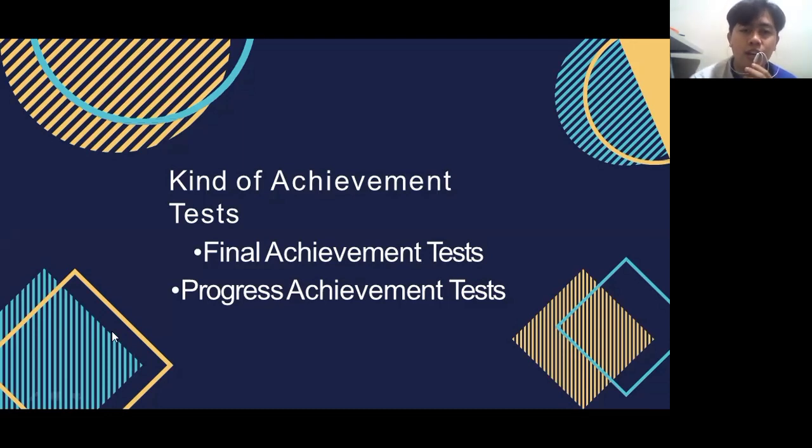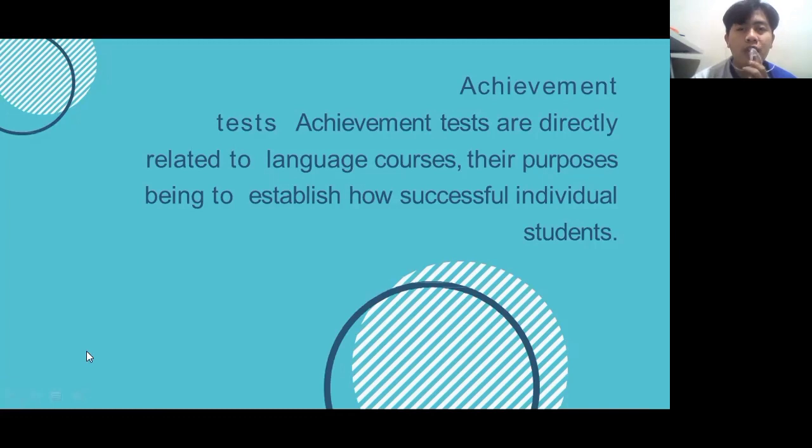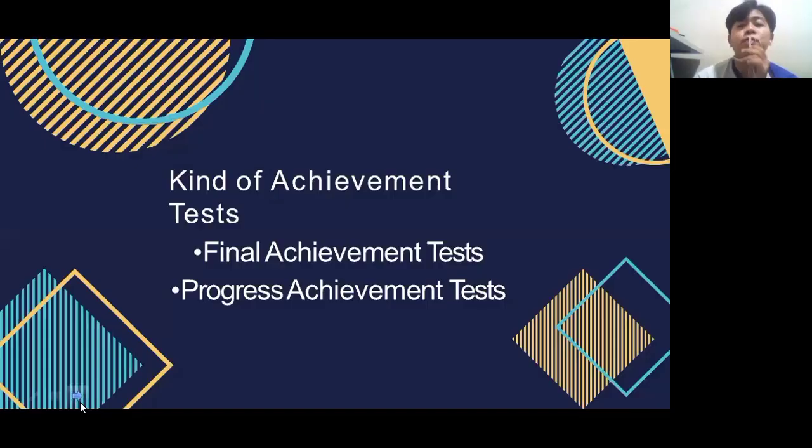Before I tell you the kinds of achievement test: achievement tests are directly related to language courses, their purpose being to establish how successful individual students are. And now, the kinds of achievement tests. The achievement tests have two kinds. The first is the final achievement test, and the second is the progress achievement test.